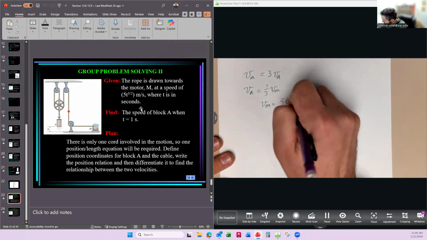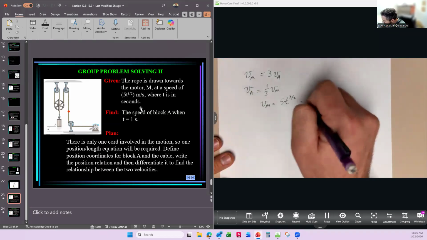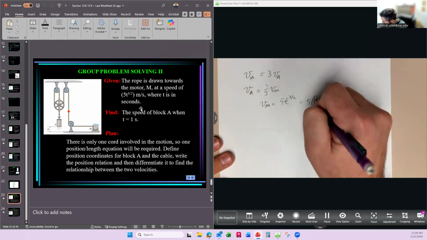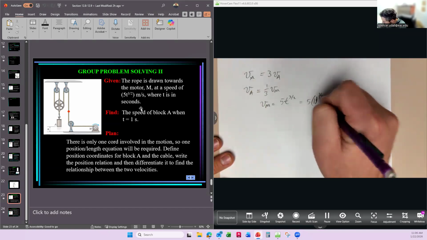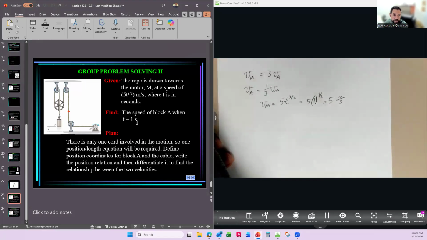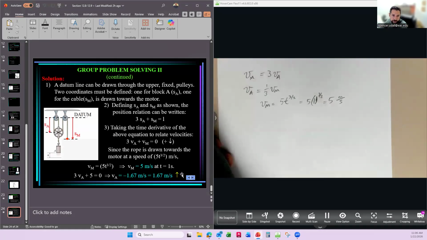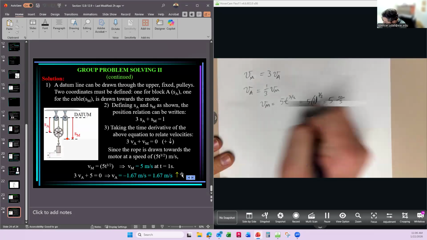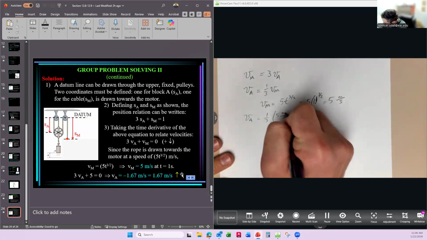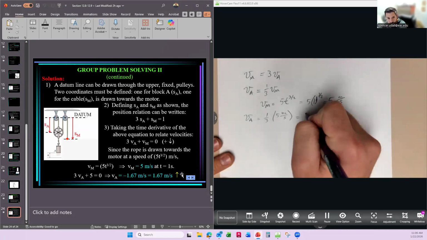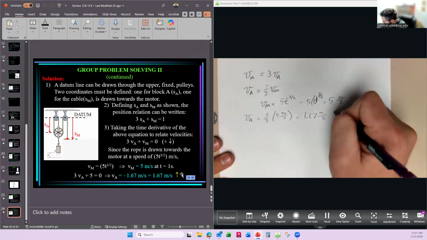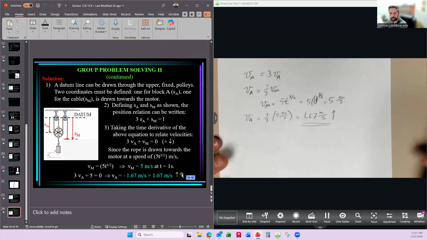raised to the 3/2 power in meters per second, plug in 1 second, and we've just got 5 times 1 raised to the 3/2. That would just be 5 meters per second, leading us to this same answer. Right? VA then is a third times 5 meters per second, which would be 1.66666, so just round it off to 1.67 meters per second going up. And that's it for that one.